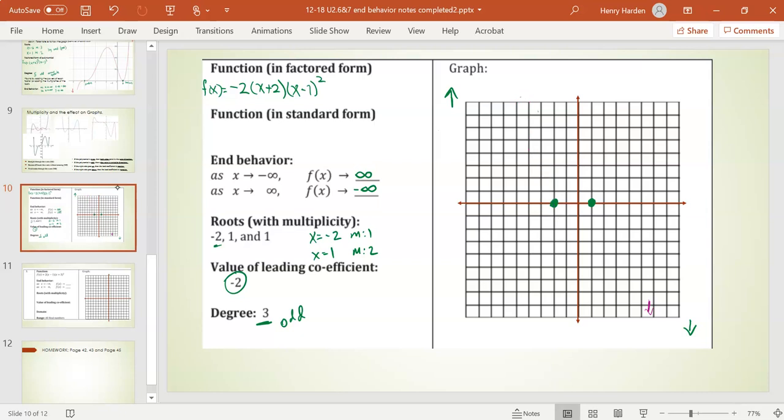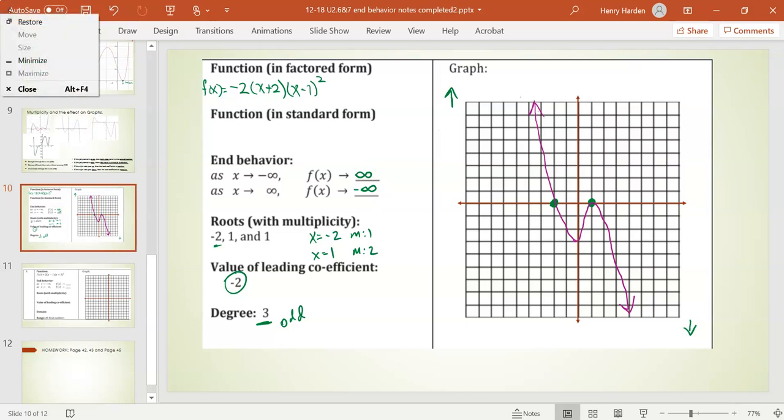So really, it's just going to kind of come down. But then eventually, it's going to have to curve back to approach the next one. But when it approaches the next one, it's going to bounce off of it because of the multiplicity, and then it's going to go back in this direction. And then it just keeps going in that direction. So that's where you see those arrows. Okay? So there's your sketch.